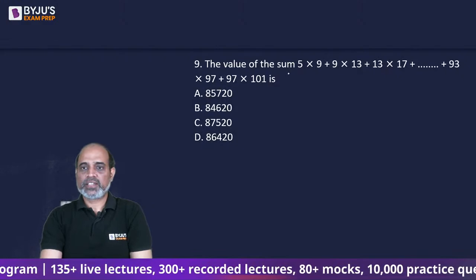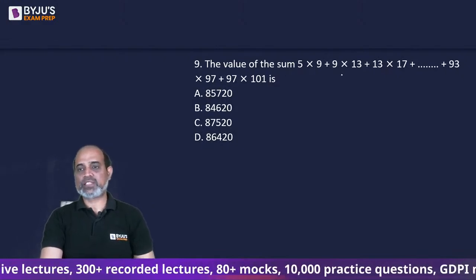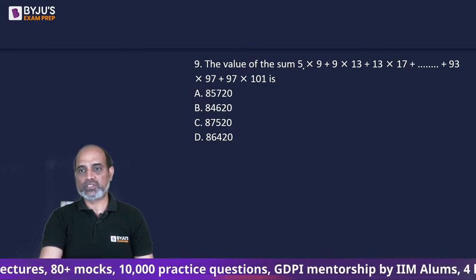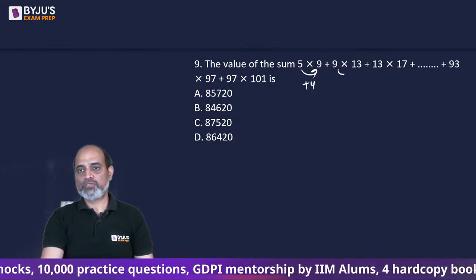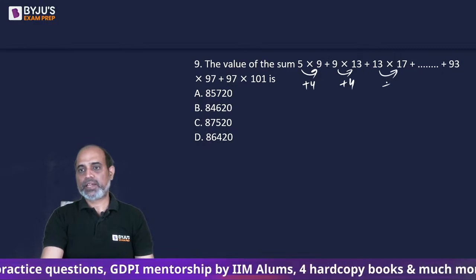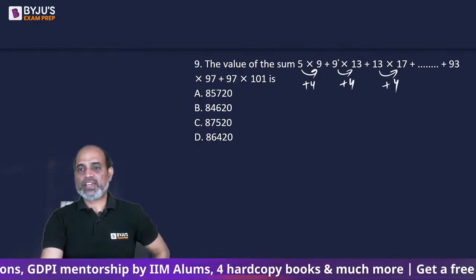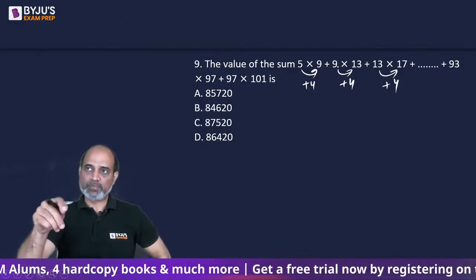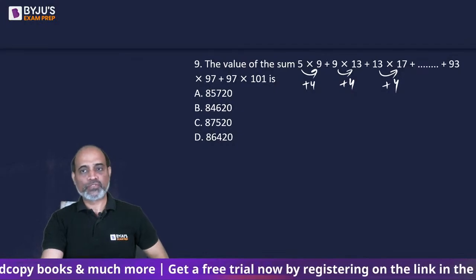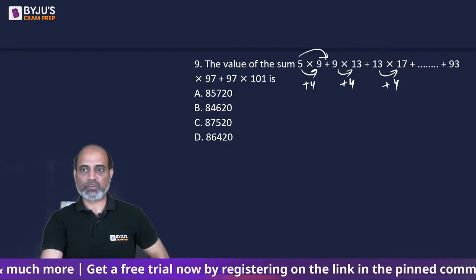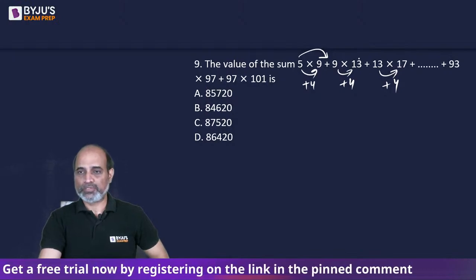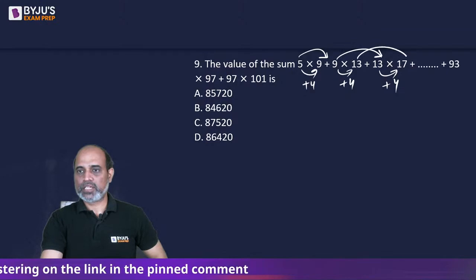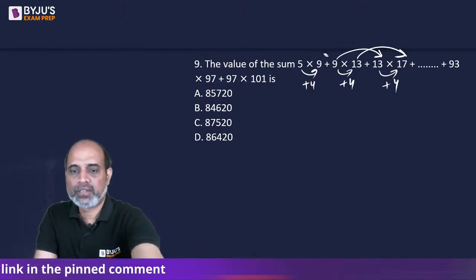Okay, next, the value of this sum 5 into 9 plus 9 into 13 plus 13 into 17 and so on plus 97 into 101 is going to be how much? So there is a jump of 4 every time, right? And whatever you end with in a term, that becomes the first number of the next term. So there is a jump of 4 between the first number of every term, right? 9 से 13 ये भी 4 है, 13 to 17 ये भी 4 है ना?